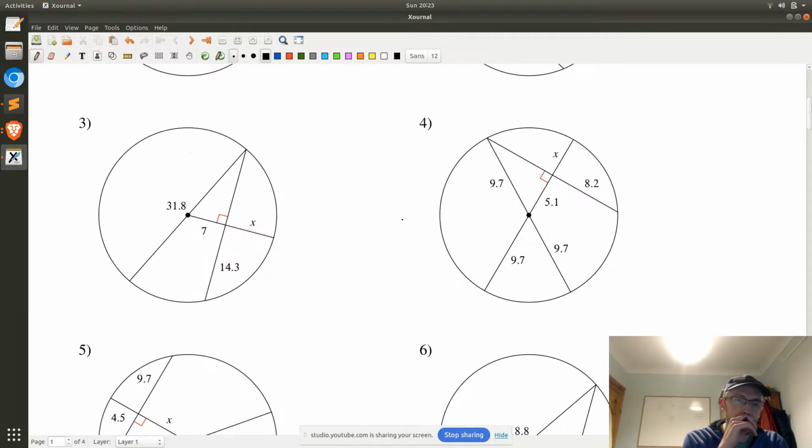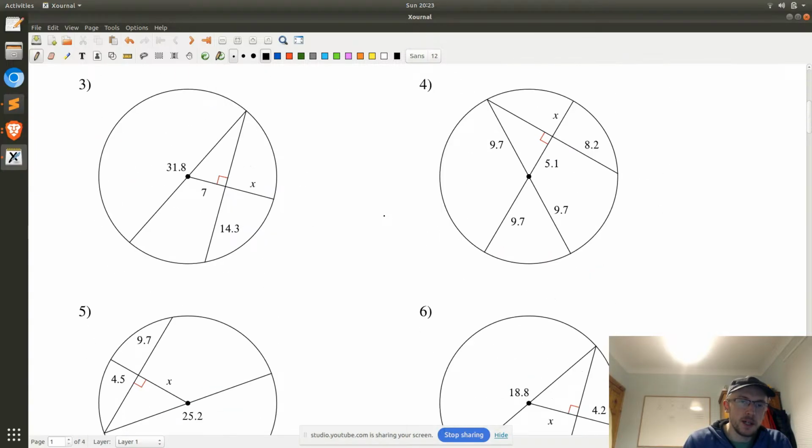So anyhow, now let's see what's up. So they say find x. Well, we're told the diameter, I think that's what they're saying, is 31.8. And this here would be a radius, would it not? So 31.8 divided by 2, first of all, is 15.9. And then subtract 7, and we get 8.9.